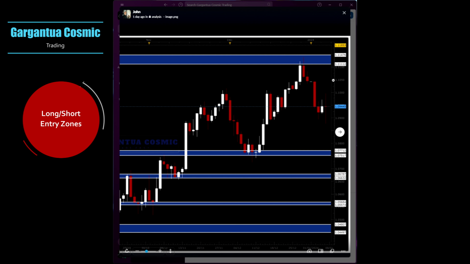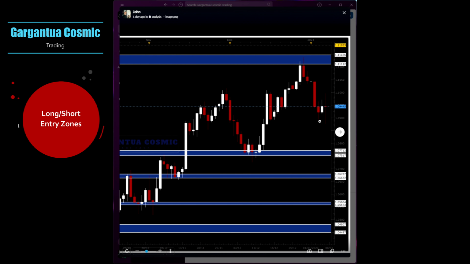Then we can take some more profit at a distance twice the size of this short entry zone, 3 times the size of this short entry zone, 4 times the size of this short entry zone, and so on. Of course, after we take the first of our profits, we lock the runners at break even, and therefore we have a risk-free trade.